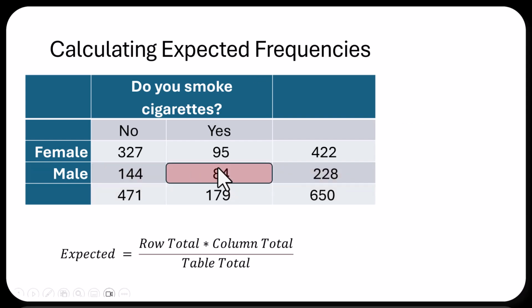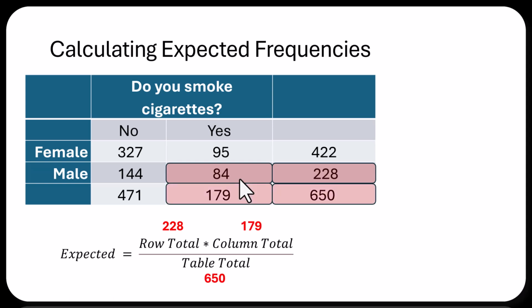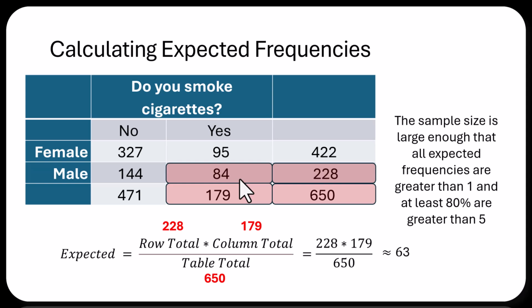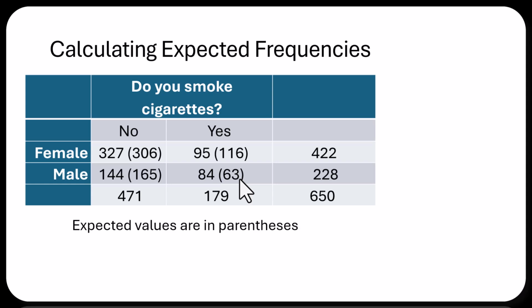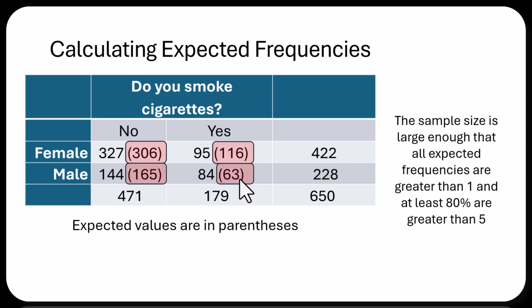Lastly, let's calculate the expected value for males who said yes, they smoke cigarettes. So the row total is 228, the column total is 179, and the table total is 650. When we do the math, we get an expected value of about 63. Again, this is still greater than 5. So notice that the expected values I have placed in parentheses, and notice that all 4 of these values are greater than 5. Therefore, this requirement has been met.